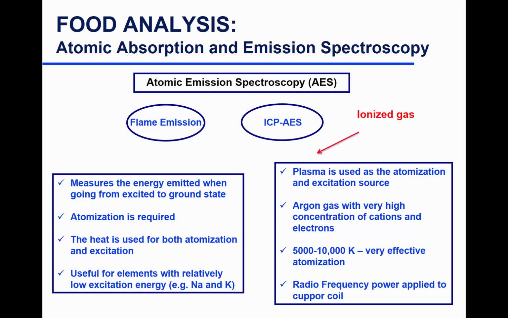So in inductively coupled plasma AES, you have a plasma, and it is the source of atomization and excitation. The plasma is basically composed of argon gas. Argon gas has a high concentration of cations and electrons, so it's really an ionized gas, and when it gets heated, it becomes plasma. It gets heated by radio frequency power applied to a copper coil. This is going to heat the argon gas and bring it up to a really high temperature, generating your plasma.